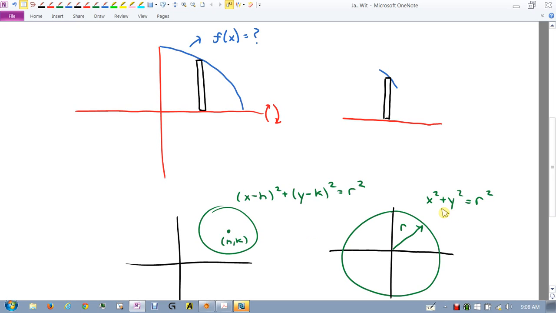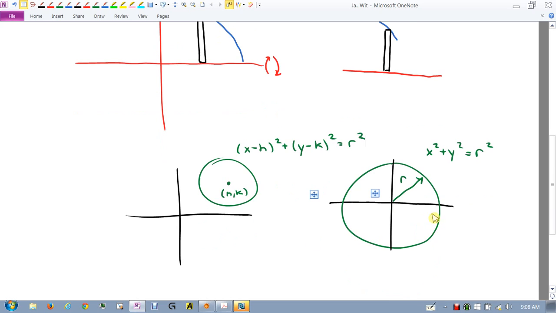Solve for y. Now, we know that circles are not functions, right? They fail the vertical line test, but we're only looking at the top right-hand corner of it. So when we solve for y here, you're going to see what's going to happen. Let me solve for y. Y squared equals r squared minus x squared, taking the x squared to the other side. And then what do we do? Square root. But when you take a square root on both sides, you always have to do plus or minus.